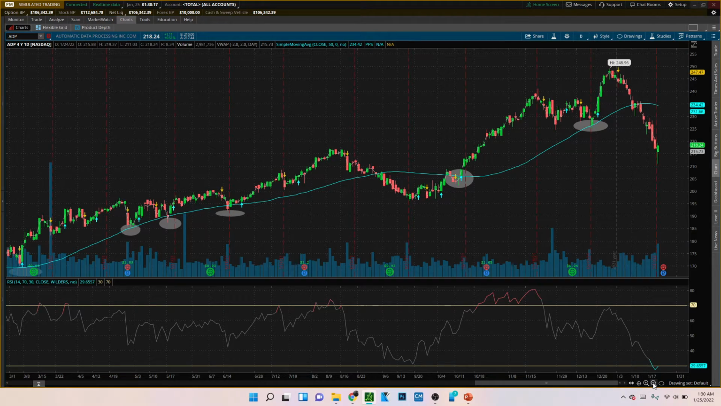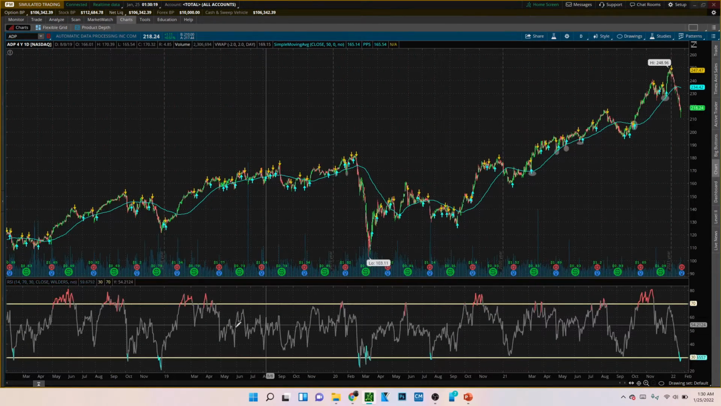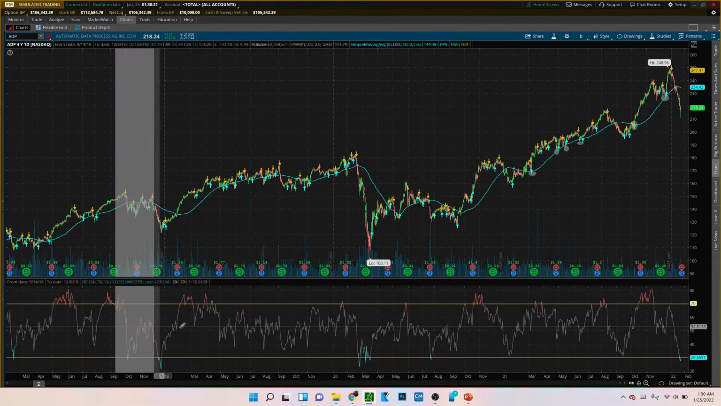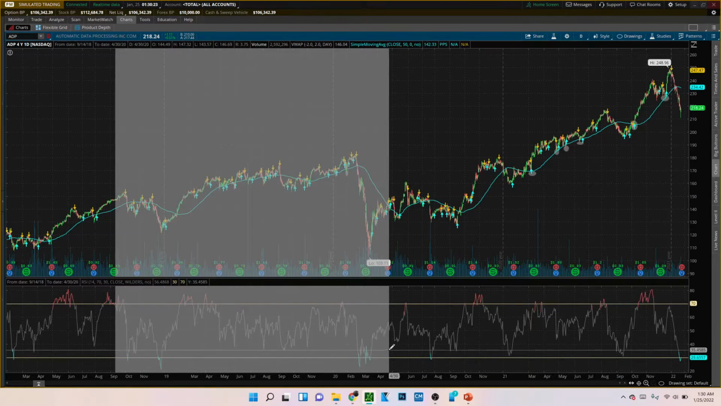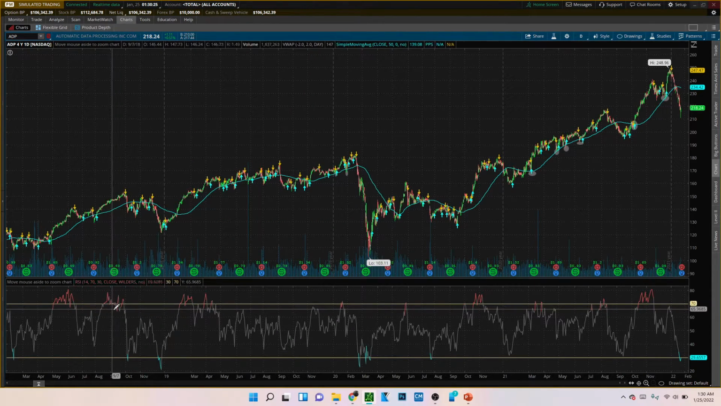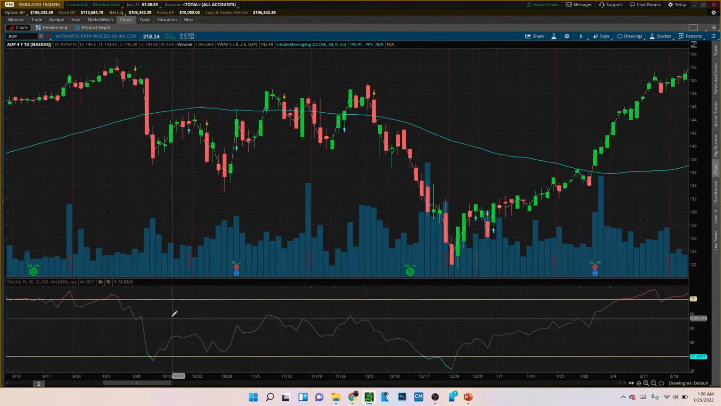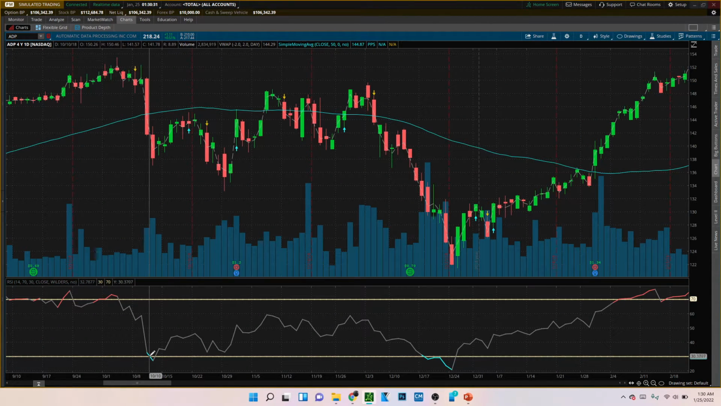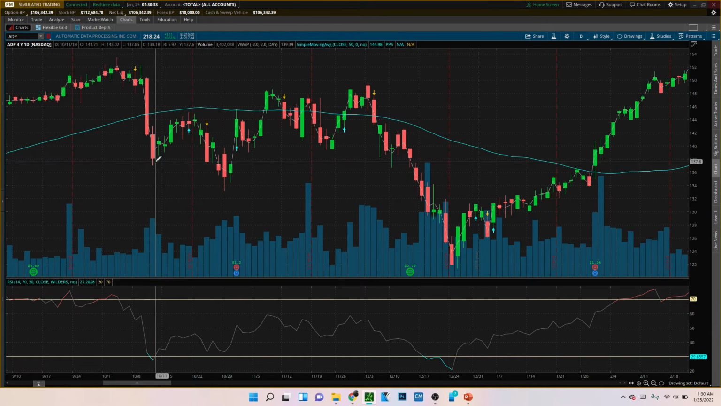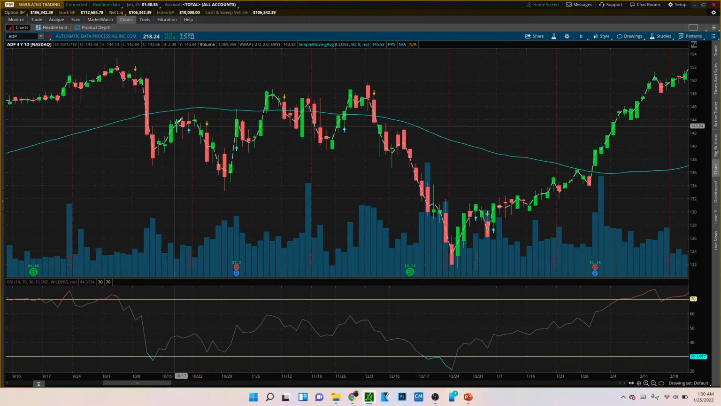But we can look at the prior history and say when it's gotten to these levels, i.e. right here. Let me zoom in one at a time. This one right here, when it got right here, when it turned blue, RSI oversold, it began to push up.